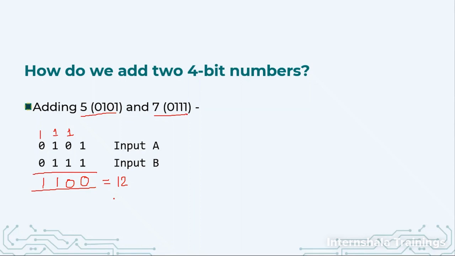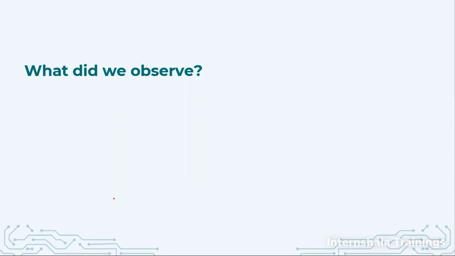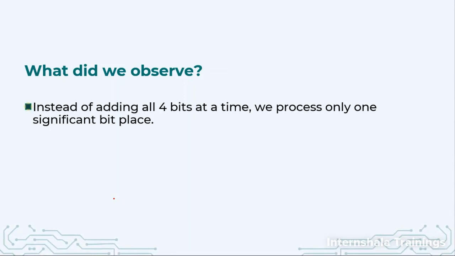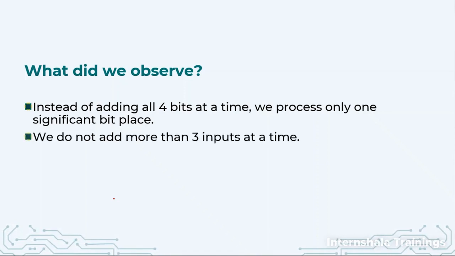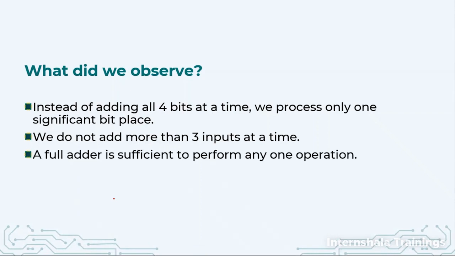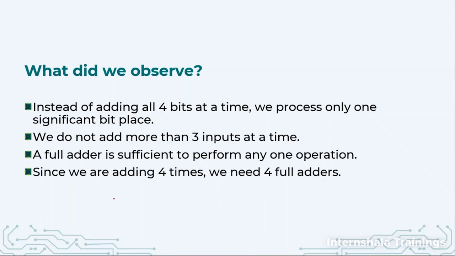We are not adding 4 bits at a time. We are adding 1 bit at a time. So when we look at this example, we observe that we are not adding 4 bits of A with 4 bits of B, but we are processing only one place at a time. We do not add more than 3 inputs at any given time. One is A, one is B, one is C in. So if we don't need all of these complications, then we are reminded that we already have a circuit for that, and that is the full adder, which can perform the addition of 3 numbers. So we are going to attach four full adders to make a 4-bit adder.